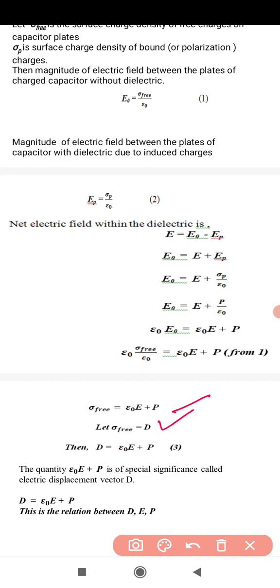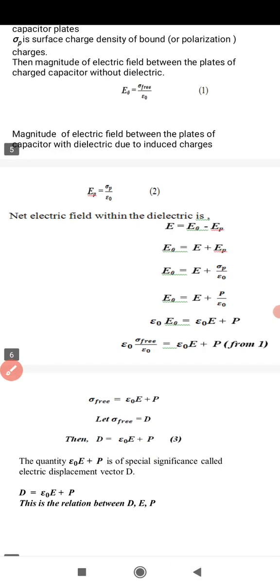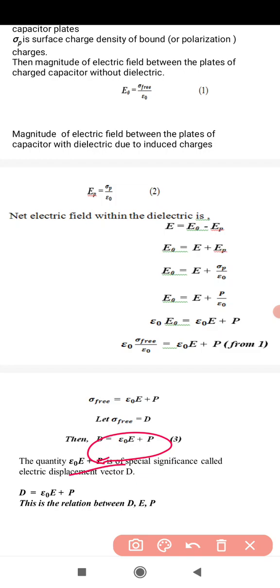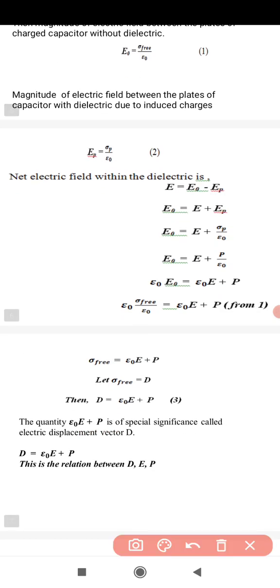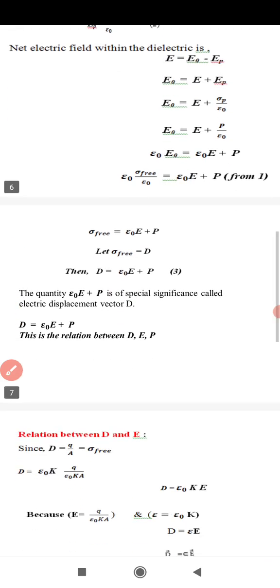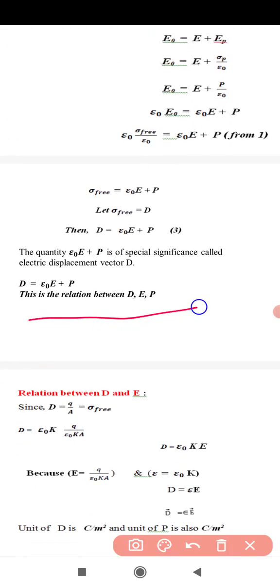Sigma free is equal to the electric displacement vector D. Therefore, D is equal to epsilon naught into E plus P. In this case, the term epsilon naught E plus P has a special significance for the electric displacement vector D. This is the relationship between the displacement vector, the electric intensity vector and the polarization vector. This is the proof of the relationship between D, E and P. Up to this point, this is a derivation. After that, in the examination, 2 marks questions will be asked.